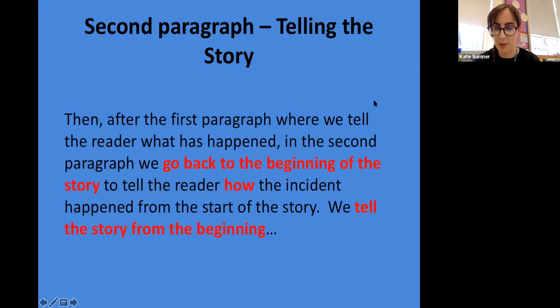Now, the second paragraph. So after the first paragraph, that introductory sentence, the second paragraph goes back to the beginning of the story. So it is a bit tricky. And it tells the reader how the incident occurred. So we start from the beginning and then now work through what happened.